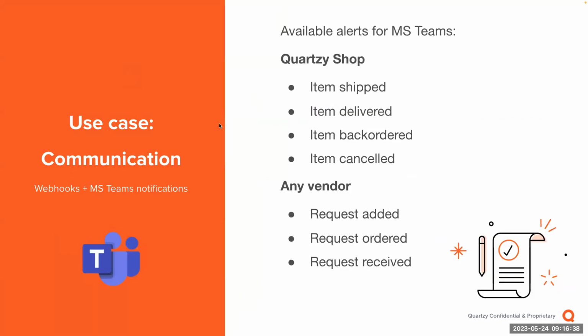So the available alerts that you can set up for the Quartzy shop, you can set up items shipped, delivered, back ordered, or canceled. And then for any vendor, so for Quartzy and non-Quartzy items, you can set up requests added, ordered, and received.